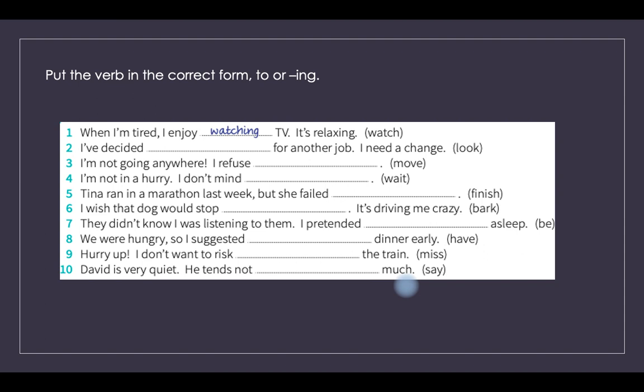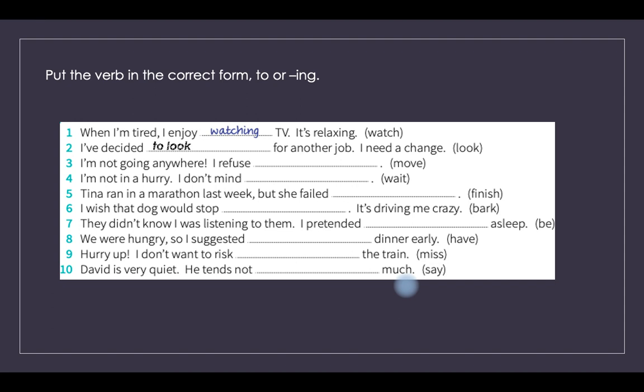Right, okay. And for this exercise, you should put the verb in the correct form, to or ing. Yeah, you can go back to the list of the verbs used with infinitives or gerunds. Please try to do the exercise on your own first. Pause the video now. Right, I hope you've done the exercise. Let's look at number 2.